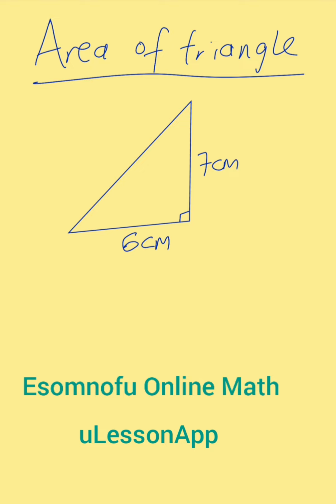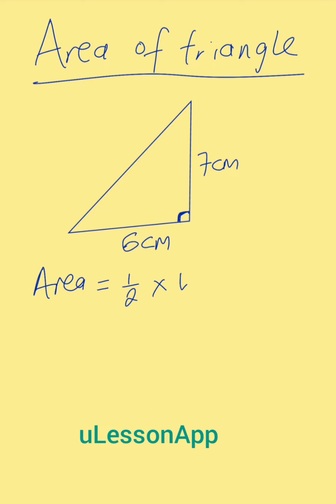Basically, anytime you wish to solve for the area of a triangle, it is always simple when the triangle is a right angle triangle. As you can see here, this is the right angle, and the height is 7. Height is always upright, and the base is 6. So to get the area of this triangle, you use the formula: area is equal to half multiplied by the base of the triangle, then multiplied by the height of the triangle. This is the formula you use when it is a right angled triangle.